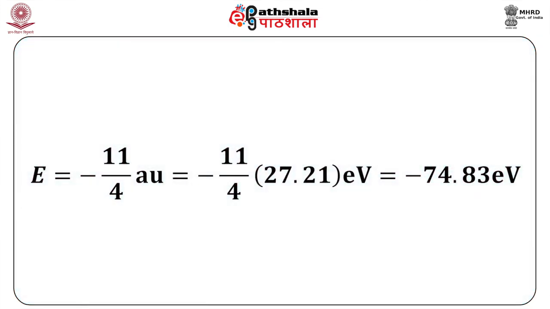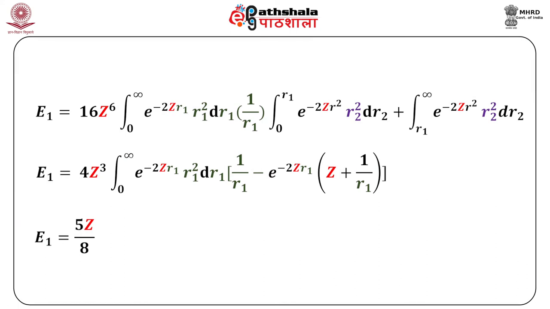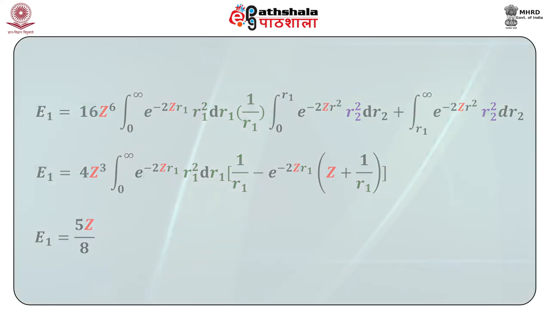We can also have this energy in corresponding electron volts, and there the values would be minus 74.83 electron volt for the energy of the helium atom using perturbation theory, whereas the corresponding experimental value would be minus 79 eV. We have also shown here how that integral is solved. You can see here the detailed methodology for solving this integral, which ultimately gives the energy to be equal to 5 by 8 Z. That was the first order correction to the energy. Those details are given here.